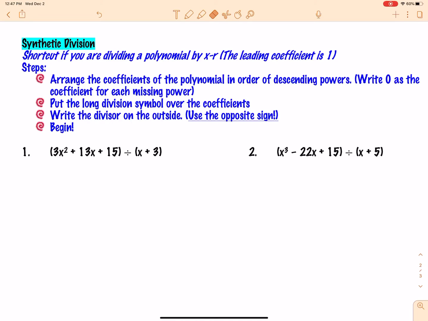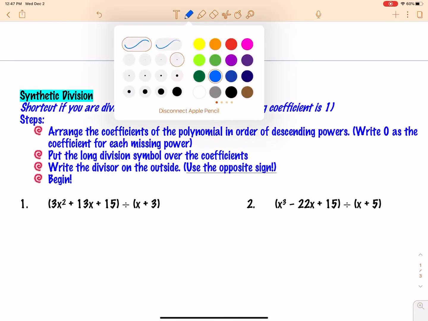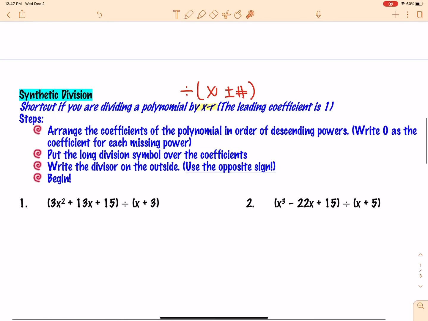This is only a shortcut if you're dividing by a polynomial in the form x minus r. So what does that really mean in normal people's terms? That means you're dividing by something that just says x, and then plus or minus some sort of number. This term here, x, has to be the only thing in the front. So not 3x, not 2, nothing, or x squared, nothing besides actually x can be in this front part. If it's anything other than that, you have to do the box method for your problem.